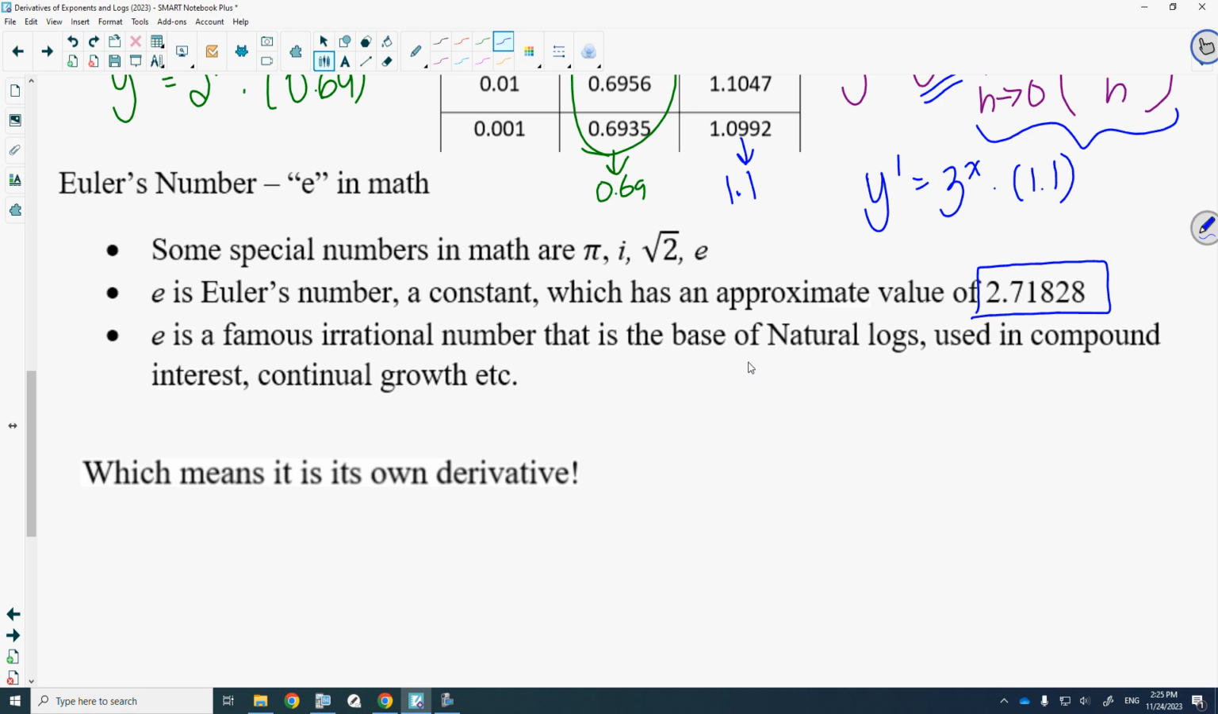The person who discovered the number was Leonhard Euler, pronounced "Oiler." It's an irrational number, and this number is called e.